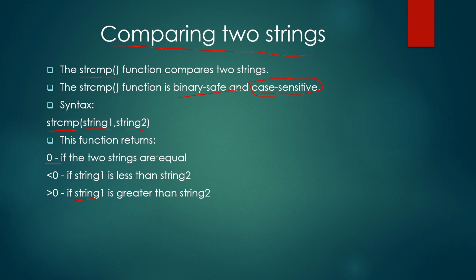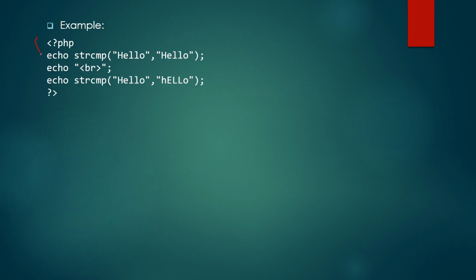Okay, so let's look at an example. I have taken two examples here. First I have given strcmp, and then two strings, hello and hello. Here the first letter is in uppercase, and here the first letter is in lowercase, which means the casing of the words is different. We already know that this function is case sensitive. So let's see what output it will give.